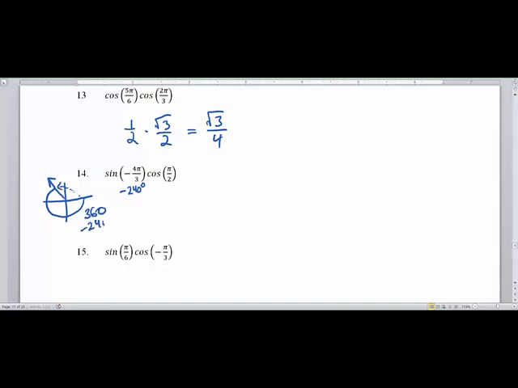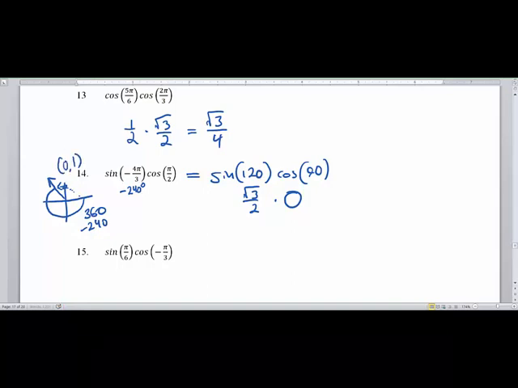or 360 minus 240. So really this problem is the sine of 120 degrees times the cosine of 90 degrees. And the sine of 120 degrees is the square root of 3 over 2. Again, that's from the unit circle we built. The cosine of 90 degrees is nothing, because that would be the x value at 90 degrees, and the x value at 90 degrees at the point 0, 1 is 0, which you know because you made a chart. So the answer to problem number 14 is 0.